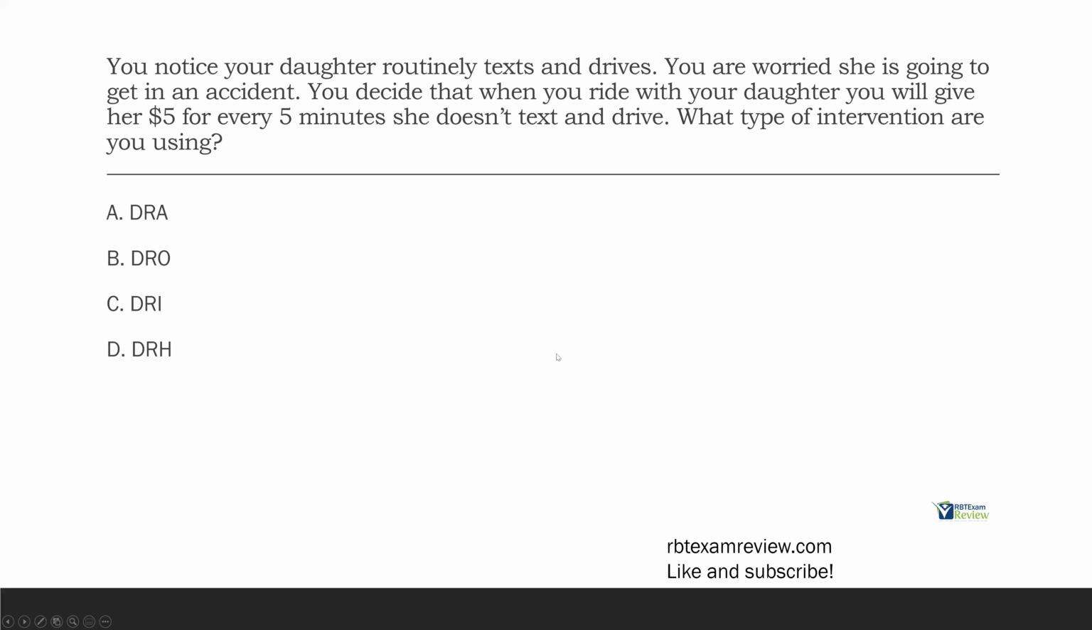Okay, so very simple trick. Ask yourself, am I teaching a replacement? Am I reinforcing a behavior for not occurring? If I'm teaching a replacement, it's got to be DRA or DRI. If I'm reinforcing for a behavior not occurring, it has to be DRO. Only really worry about DRA, DRO, and DRI as an RBT. If you get those down, you'll be fine.